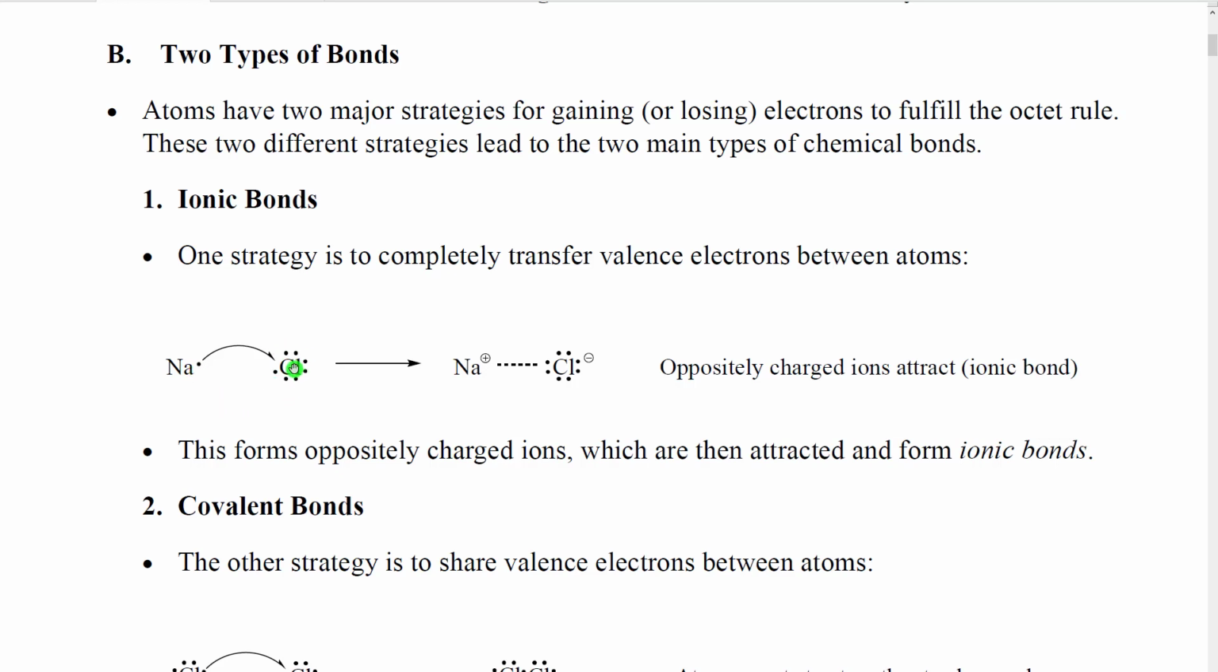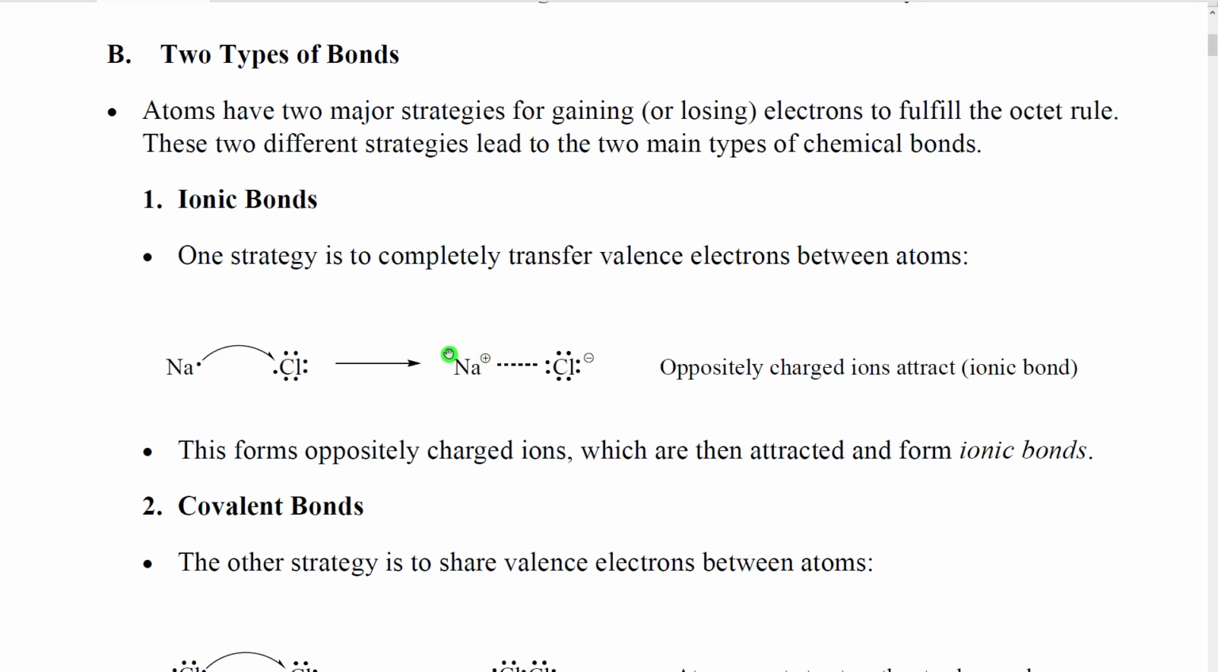Chlorine has 7. And what we can see is that it would be much easier for sodium to give away that 1 electron to become like the noble gas that's on the left on the periodic table. And chlorine would not like to give away 7. It would like to gain 1 electron to become like the noble gas on the right. So by putting these two together, they can work together. Sodium can give its 1 valence electron to the chlorine, completely transferring it.